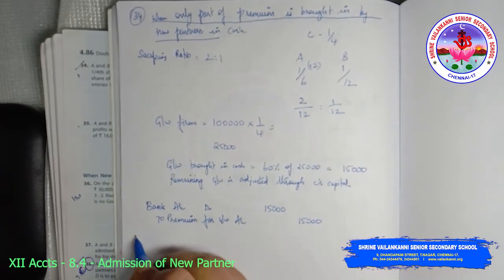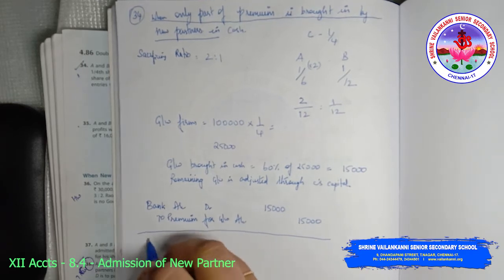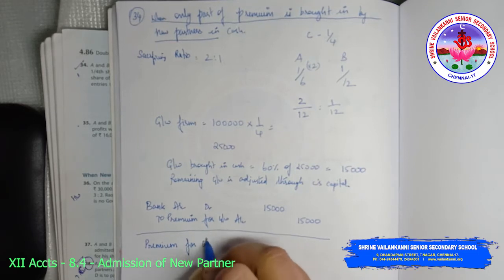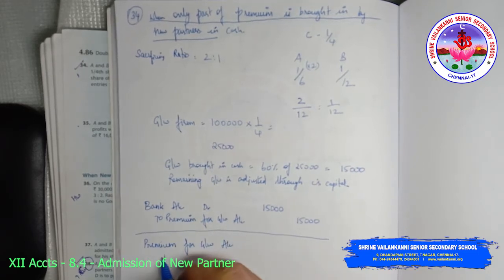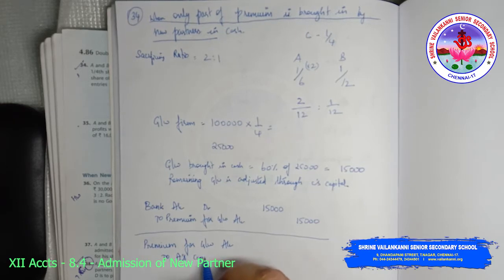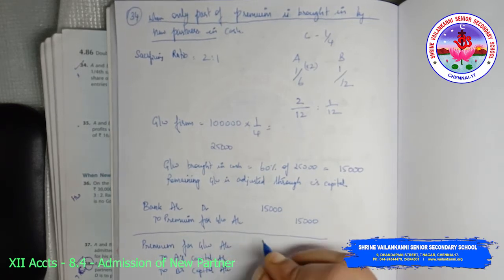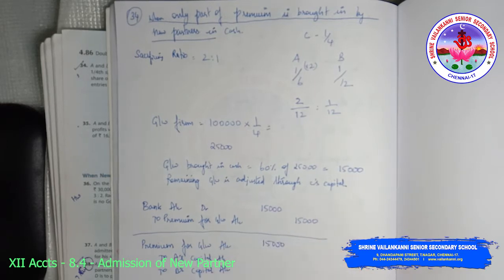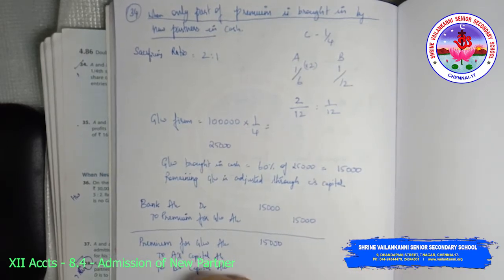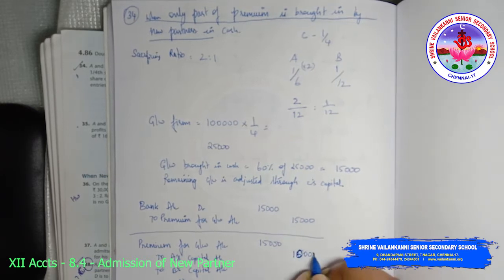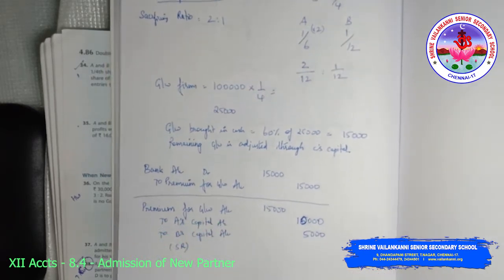The second journal entry: this premium to A's capital account and to B's capital account. The premium for goodwill, this 15,000, is to be segregated in the sacrificing ratio, so 2:1. That is 10,000 to 5,000. I hope that this is clear.